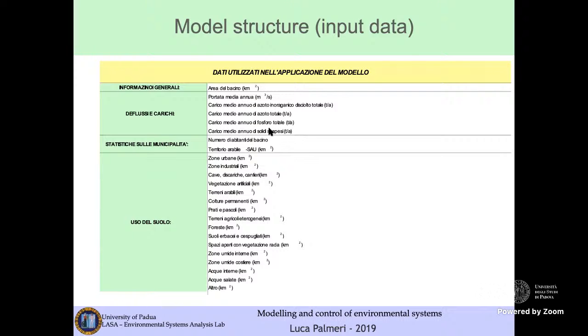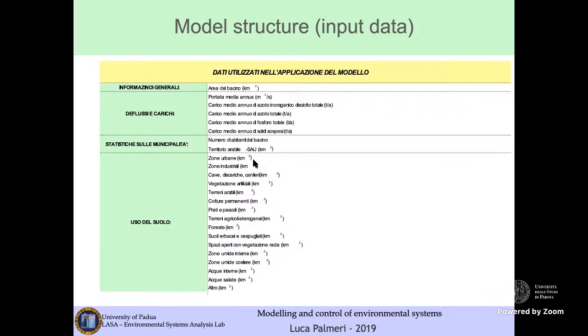Then we need statistics on municipalities, in particular number of inhabitants per sub-basin. I remind you that the unit here is the hydrologic unit, so a sub-basin. A sub-basin is a portion of land for which you may identify a single closure or a single point of outflow from that portion of land. So for each one of the sub-basins, we need the number of inhabitants and the surface of arable land in square kilometers.